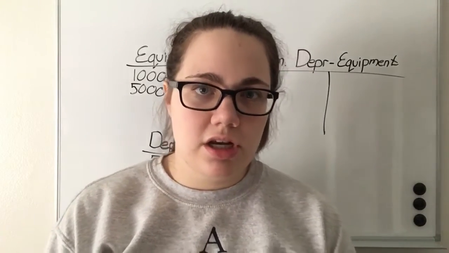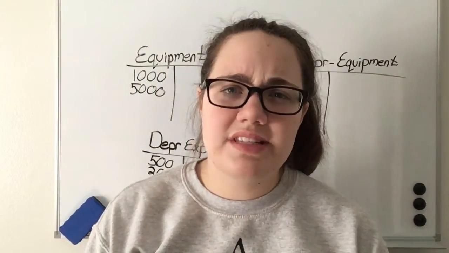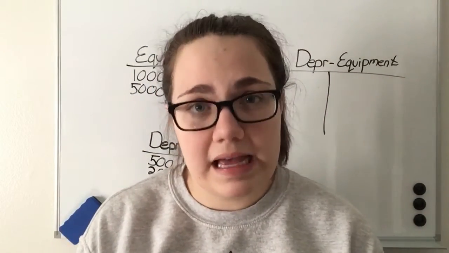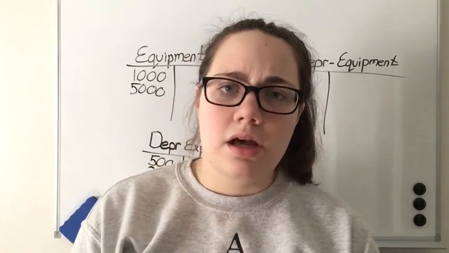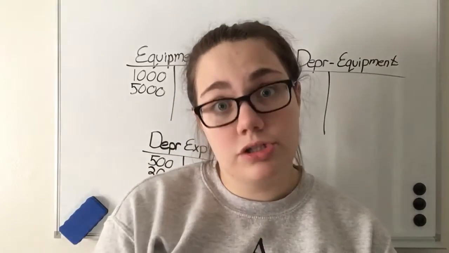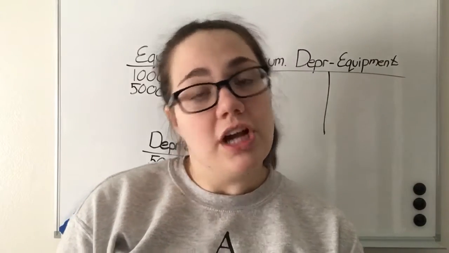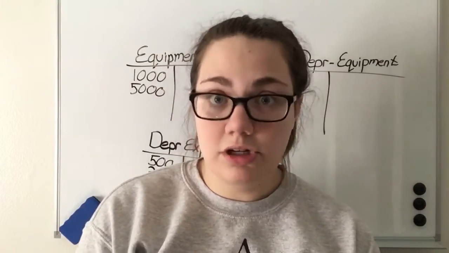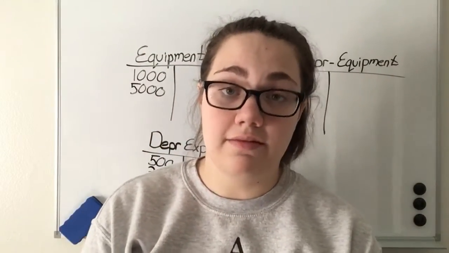Accumulated depreciation is a contra asset account, and so we don't want to say that our equipment is valued less. We want to put it in a separate account, actually. It's a little confusing, but that's why we have this contra asset account. So we might have an equipment account, and then we have a contra asset account that's accumulated depreciation for equipment, and that shows how much it's depreciated in value.